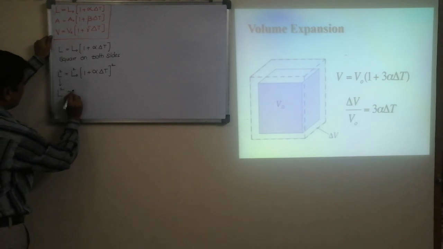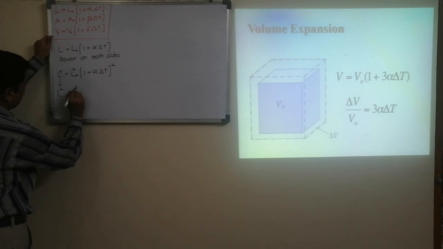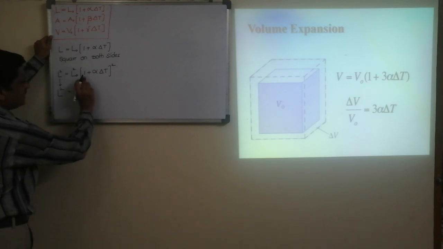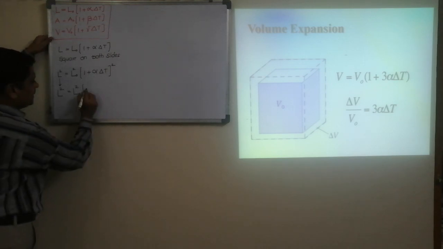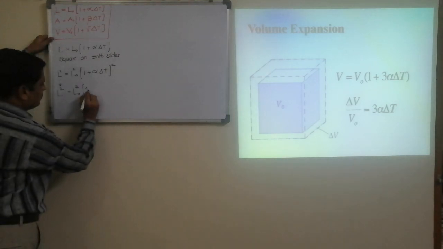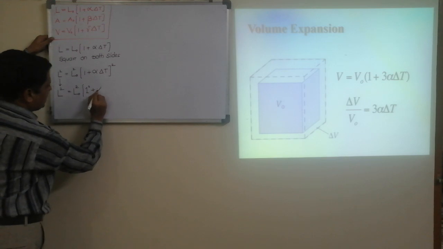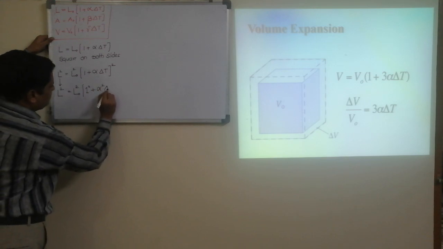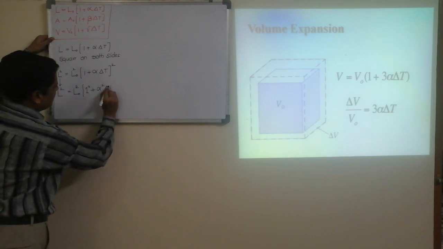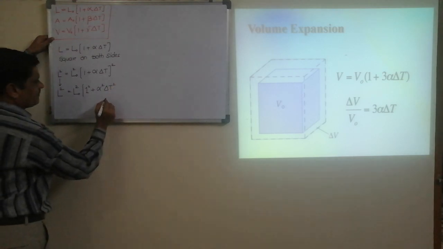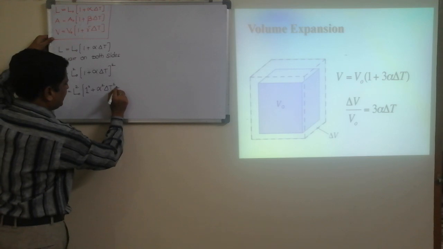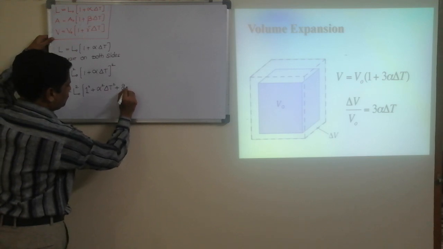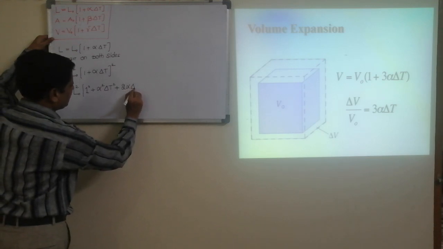L square is equal to L naught square in bracket, it is like A plus B whole square. Then it becomes 1 square plus alpha square into delta T square plus 2 into 1 into alpha into delta T. So 2 alpha delta T.